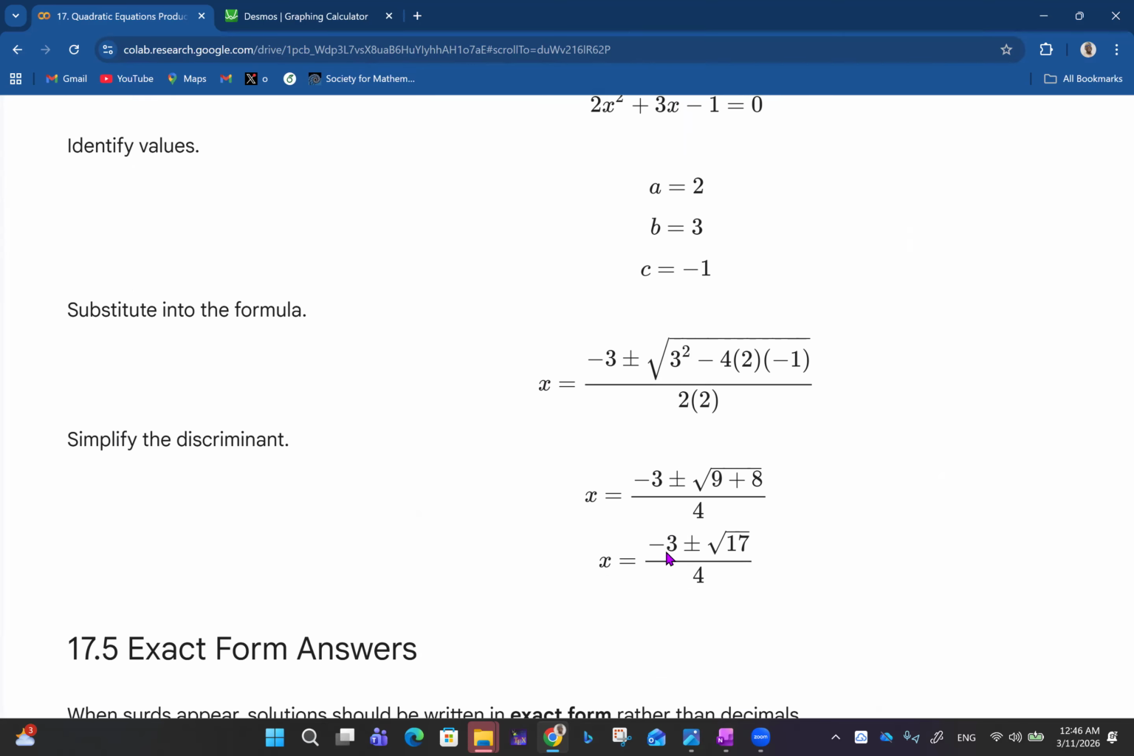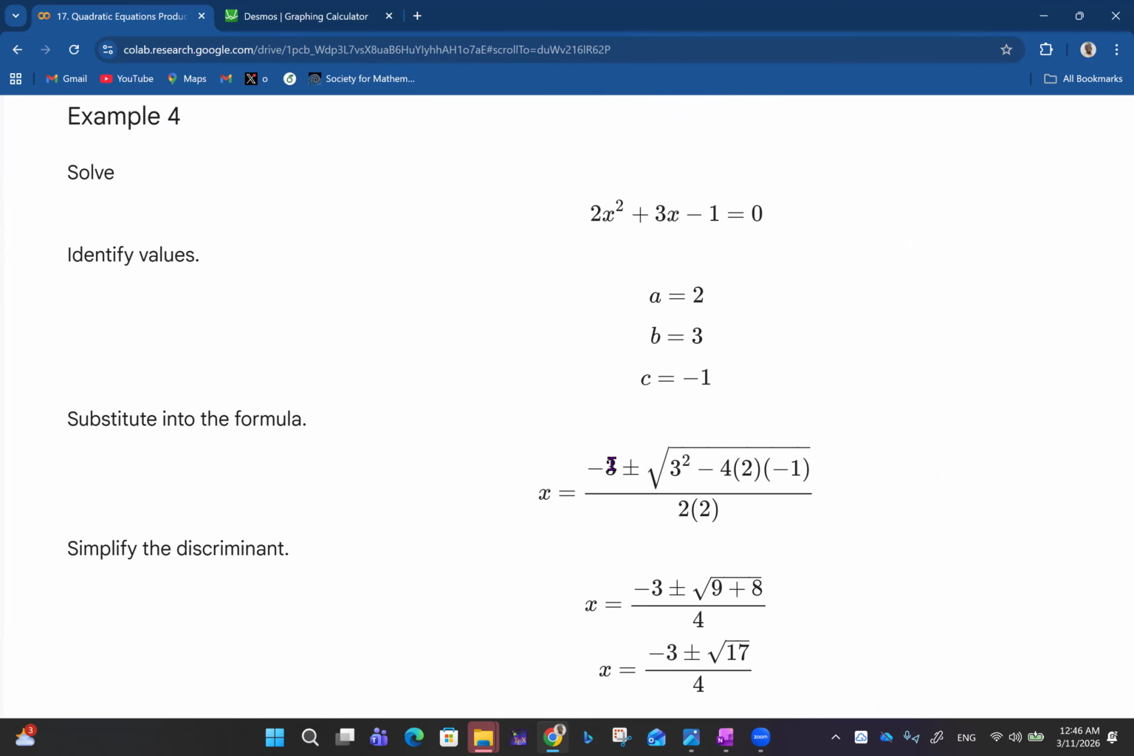So you then have minus 3 plus or minus square root of 9. Minus and minus is plus. 4 times 2 times 1 is 8. So 9 plus 8 is 17. So minus 3 plus or minus root 17 all over 4, like that.